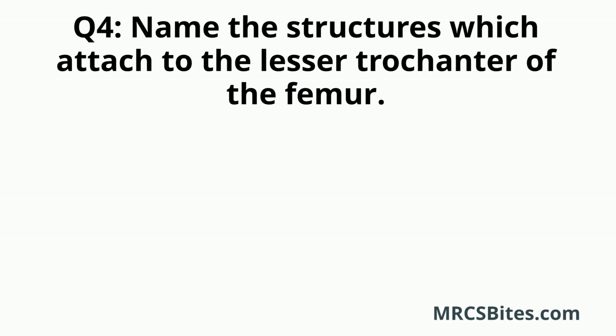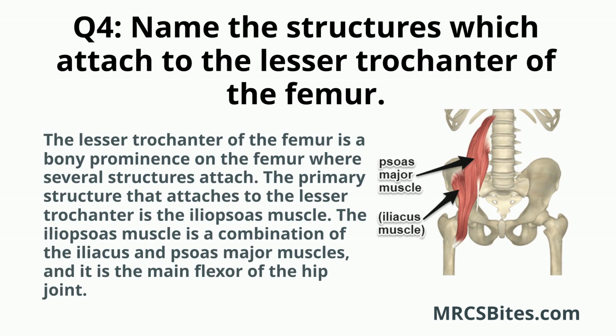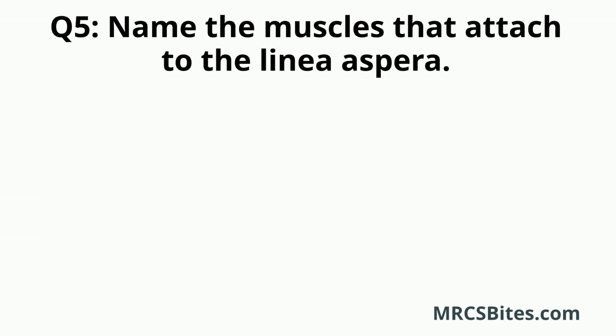Question 4. Name the structures which attach to the lesser trochanter of the femur. The lesser trochanter of the femur is a bony prominence on the femur where several structures attach. The primary structure that attaches to the lesser trochanter is the iliopsoas muscle. The iliopsoas muscle is a combination of the iliacus and psoas major muscles, and it is the main flexor of the hip joint.